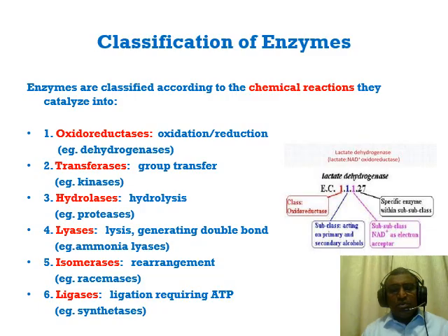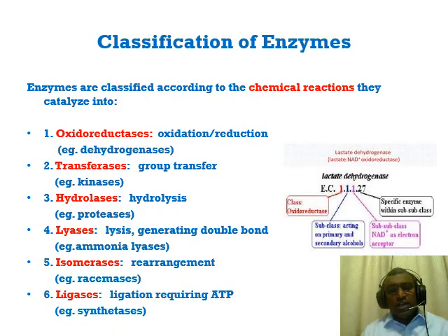Hydrolysis, therefore, from something big, they will cut or cleave it, such as proteases. You have lyases, where they generate double bonds, and then you have isomerase, where they will convert from one isomer to the next isomer. And lastly, you will have ligases, which carries the number 6. This one creates a bigger compound by using perhaps two little compounds.